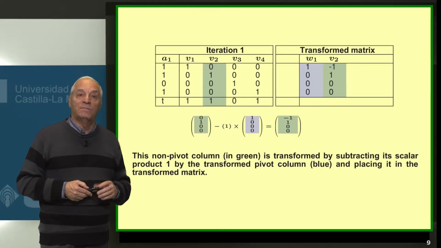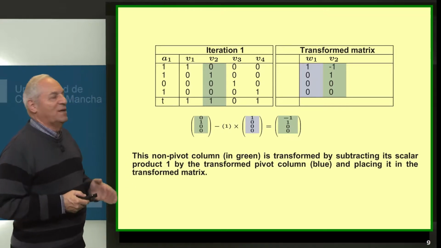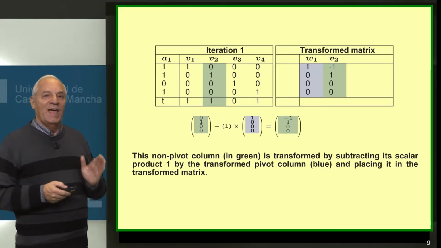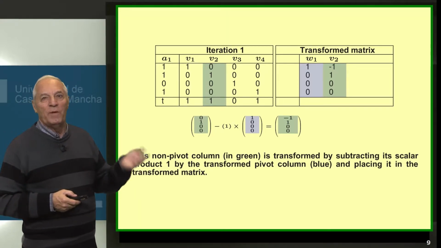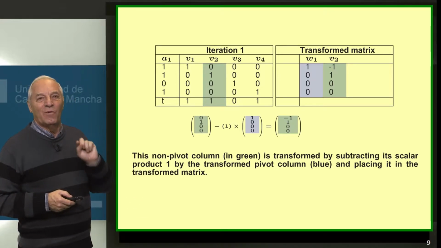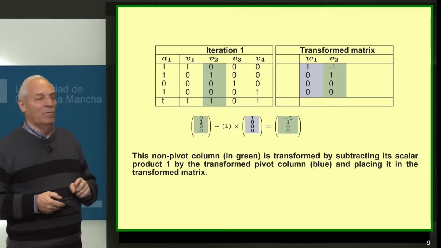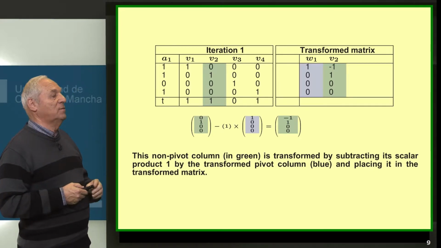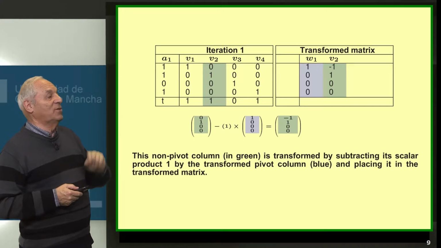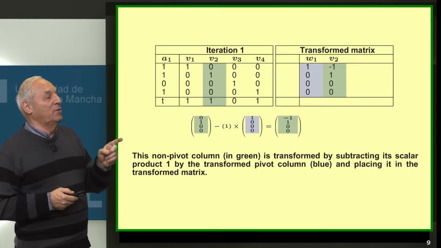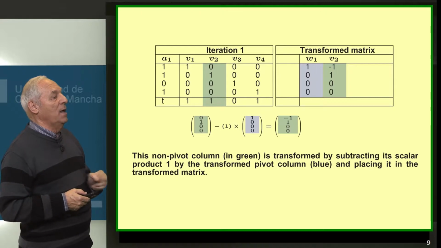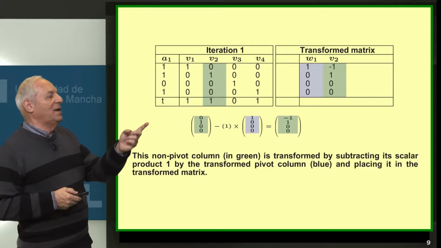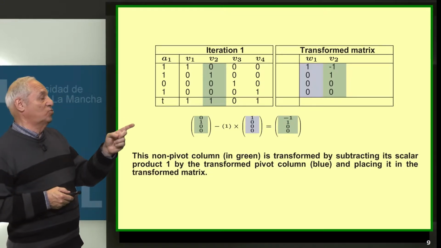How are non-pivot columns transformed? The non-pivot columns transform in the following way. We consider the column vector itself and subtract the pivot value times the transformed pivot column, that is, the one in blue color. So, column 2, which is vector v2, which is 0, 1, 0, 0, becomes the same vector, which we write there, in green color, on the bottom, minus your pivot, which is 1, by the transformed pivot column, which is the column in blue color, that we obtained before.